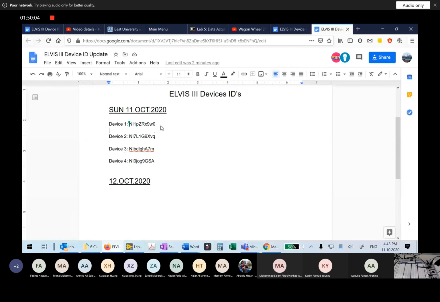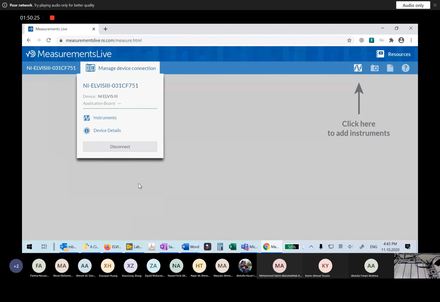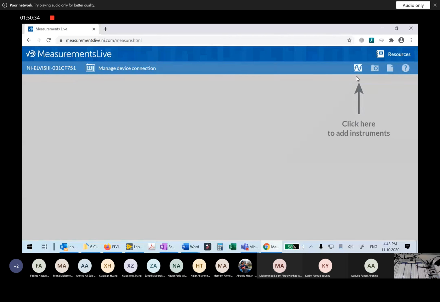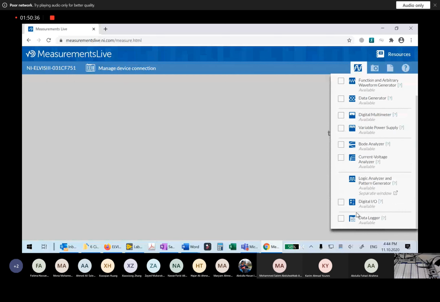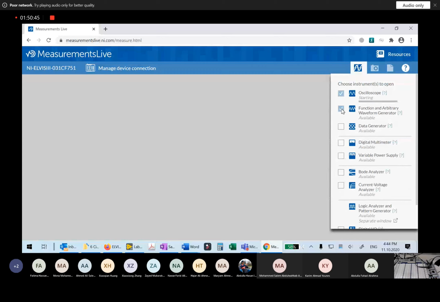Okay, I'm going to select the first one. Following, so this is ID number 1. I'll put my name and I'll connect. Now I see it is connected and you have here a serial. From these you have a lot of instruments here: digital multimeter, variable power supply, data generator, whatever. Today I'll need the oscilloscope and the function generator.